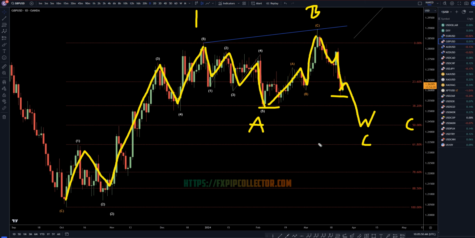But I still think we're in an ABC of 2, and I would definitely still be looking for shorts until we identify the end of this ABC correction, and then we could stop looking for shorts and start looking for longs for this wave 3.